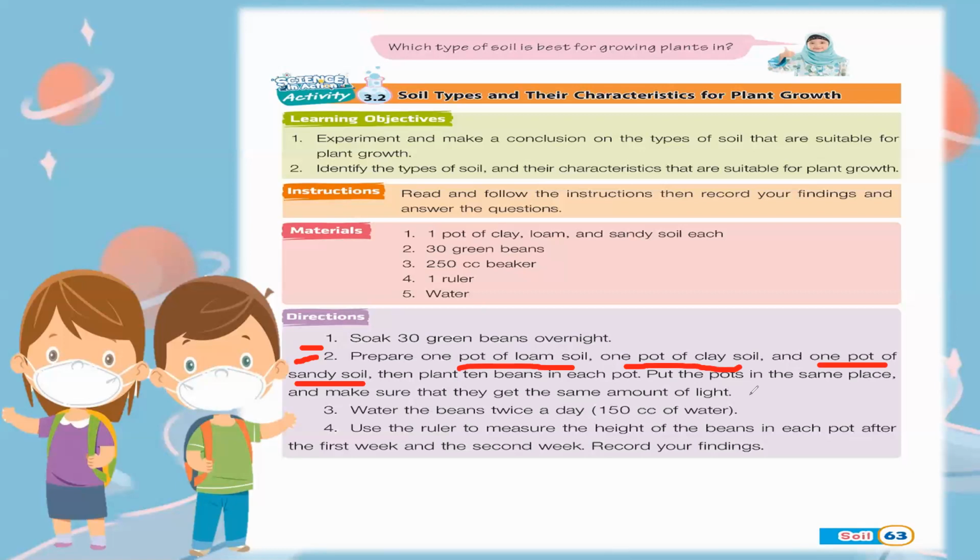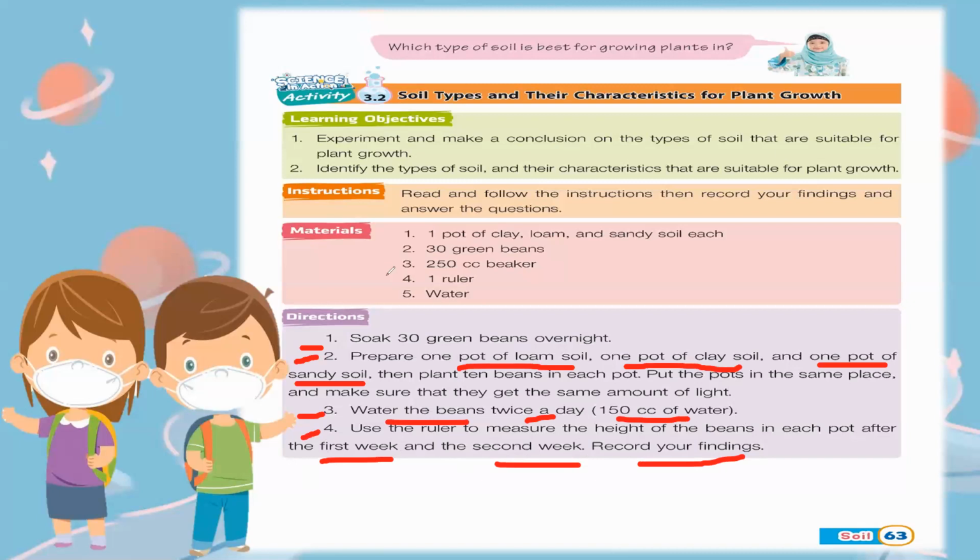Now the third direction: we are going to water the beans twice a day, 150 cc of water. So all of those beans we have to water 2 times a day, 150 cc of water. Fourth, use the ruler to measure the height of the beans in each pot after the first week and the second week, and then record the findings.